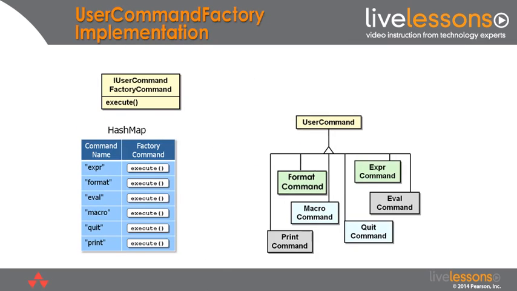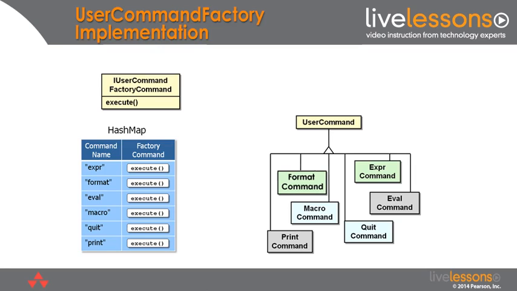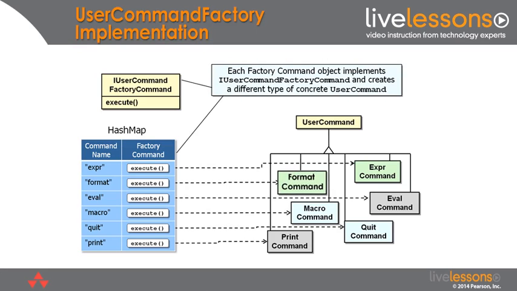There's a variety of different ways to implement the command factory. We're going to use an interesting approach that uses commands themselves to implement the command factory. And we'll look at this a little bit later when we talk about the implementation in more detail. But at a high level, here's the basic idea. Internally to the user command factory implementation, it has a hash map that maps the names of commands, format, eval, print, and so on, to a corresponding factory command object, which when executed will create the appropriate subclass of user command. So each factory command object basically implements an interface called iUserCommandFactoryCommand, and it creates a different type of concrete user command. We'll take a look at this a little bit later.